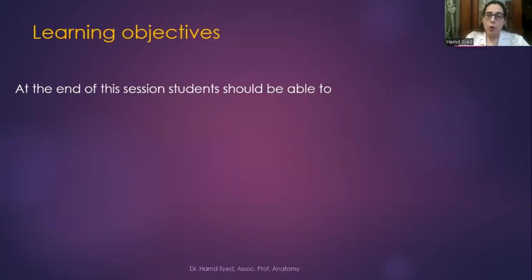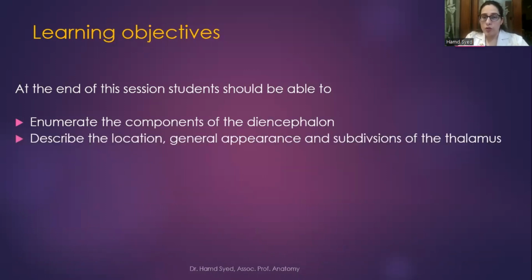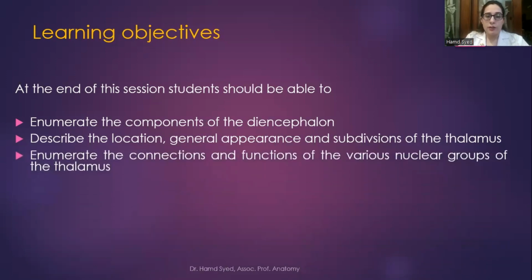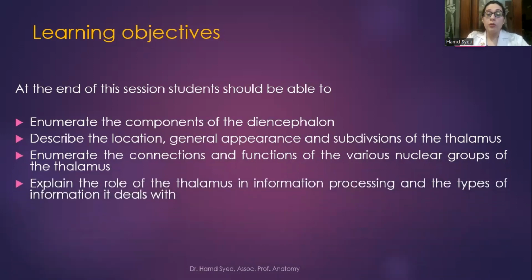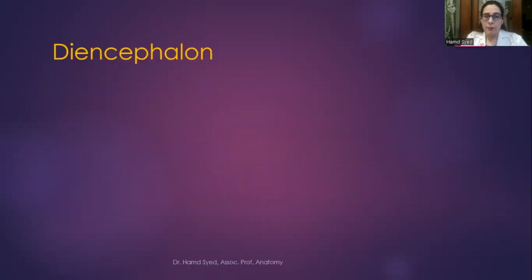And today, the learning objectives are that we shall talk about the components of diencephalon and the location, general appearance, and subdivisions of the thalamus. Also, I shall discuss the connections and functions of the different nuclear groups present within the thalamus. Also, the role of the thalamus in information processing and the types of information that it deals with. And in the end, a brief clinical account of the important thalamic lesions. So this is what we shall be talking about today.